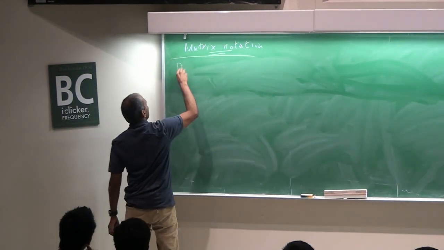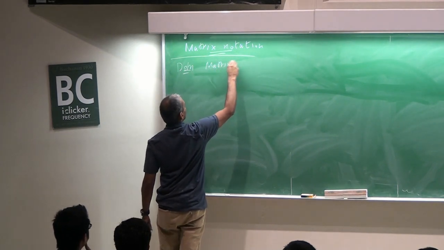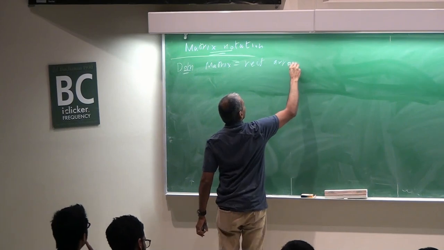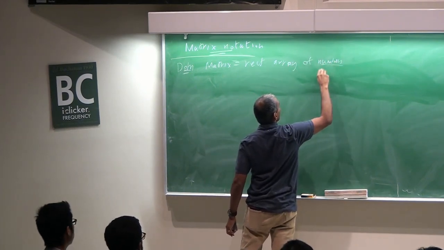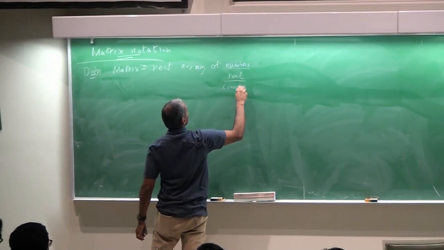And for me, a matrix is just a rectangular array of numbers. When I say numbers in this class, we only care about real or complex numbers. We will not use anything else.